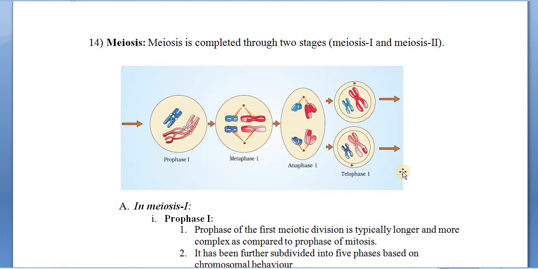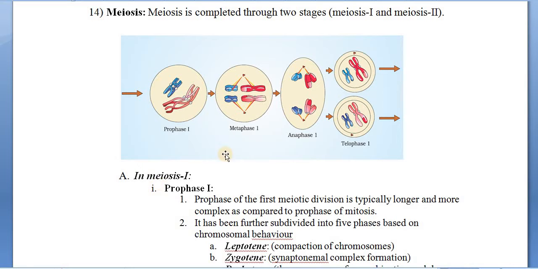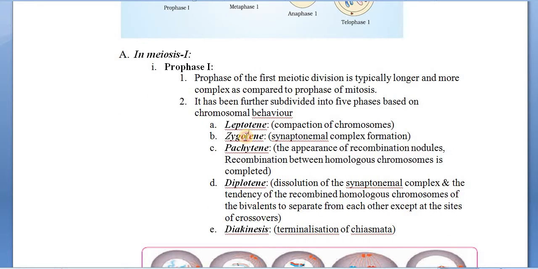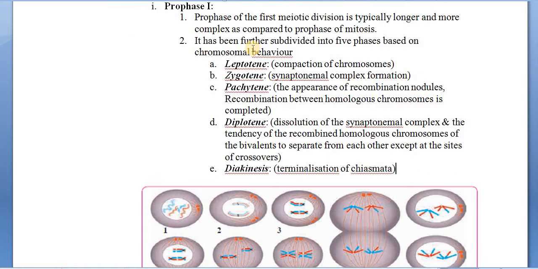Meiosis is completed through 2 stages, meiosis part 1 and meiosis part 2. As you are seeing in this picture, prophase 1, metaphase 1, anaphase 1, telophase 1. In meiosis 1, prophase of the first meiotic division is typically longer and more complex as compared to the prophase of mitosis. It has been further subdivided into 5 phases based on the chromosomal behavior: leptotene, zygotene, pachytene, diplotene and diakinesis. Each stage has specific characteristics.